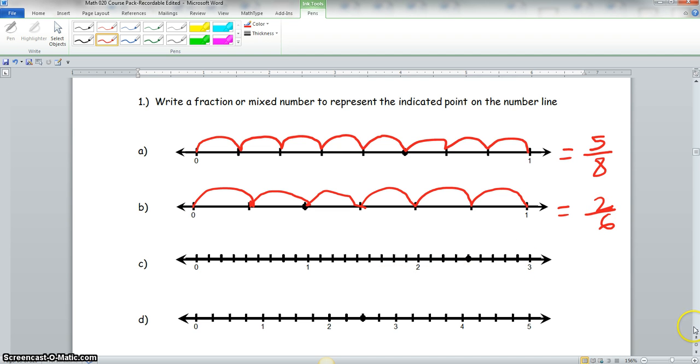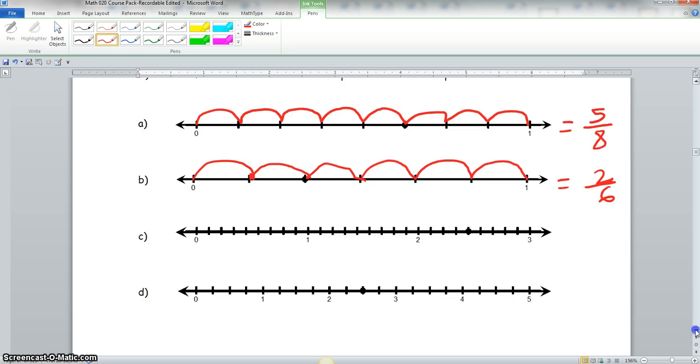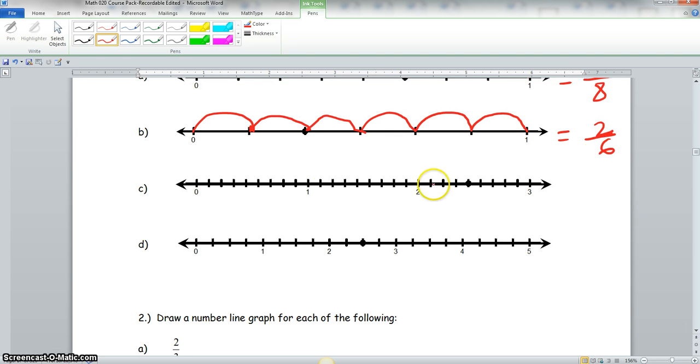Now let me just say this. Because we have not got into simplifying fractions, this will be one of the only places where I will allow the final answer to be 2 over 6 without simplifying. You will understand about simplifying in a later section. So we'll just leave this as 2 over 6.